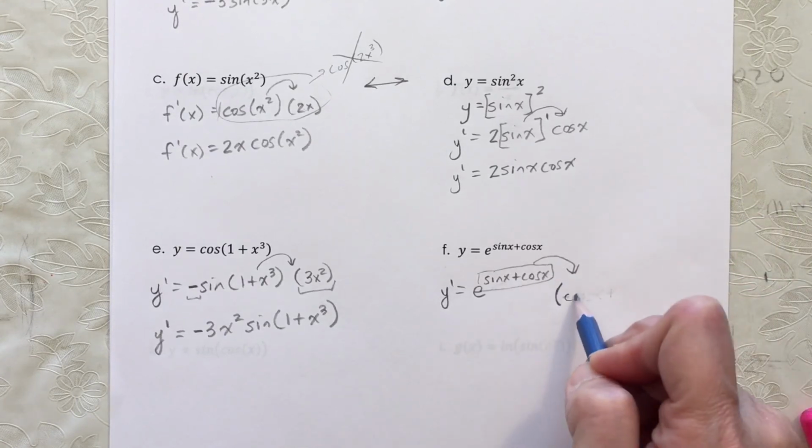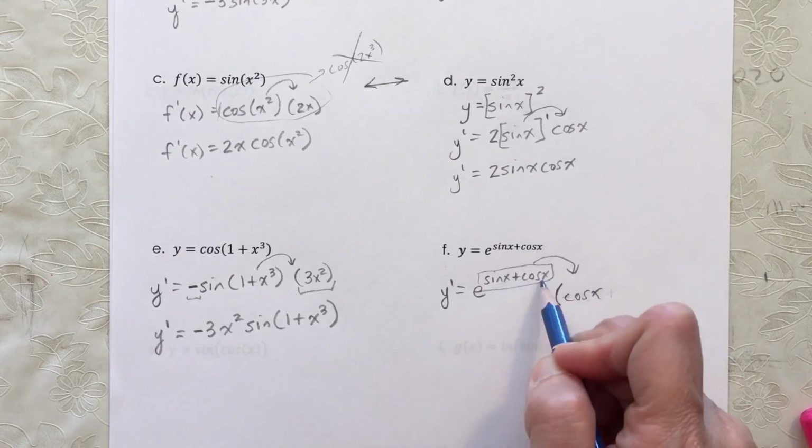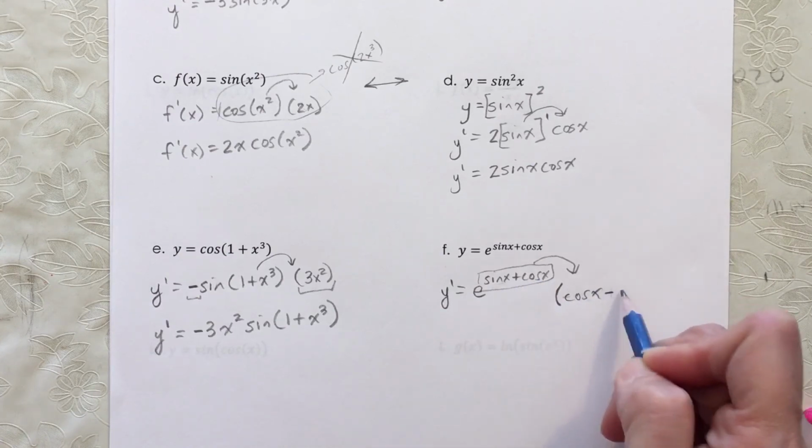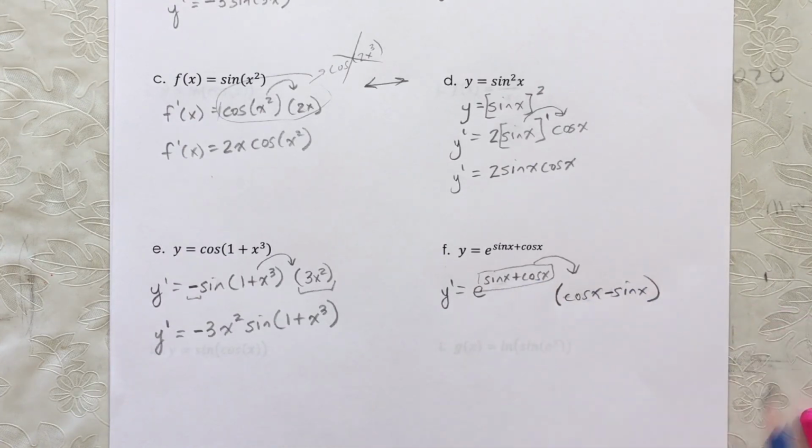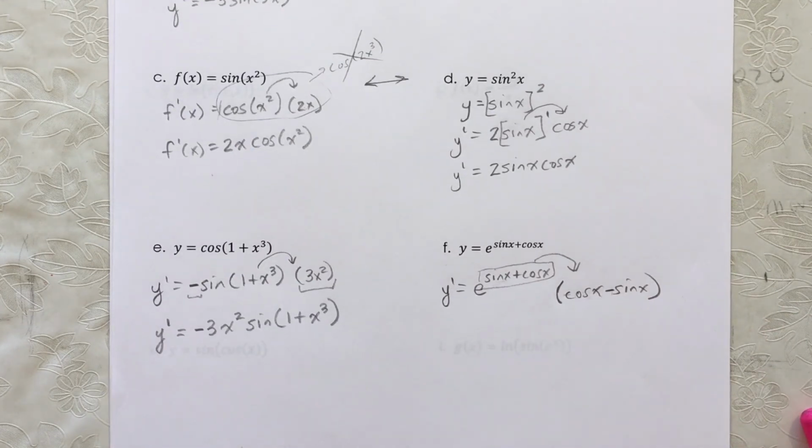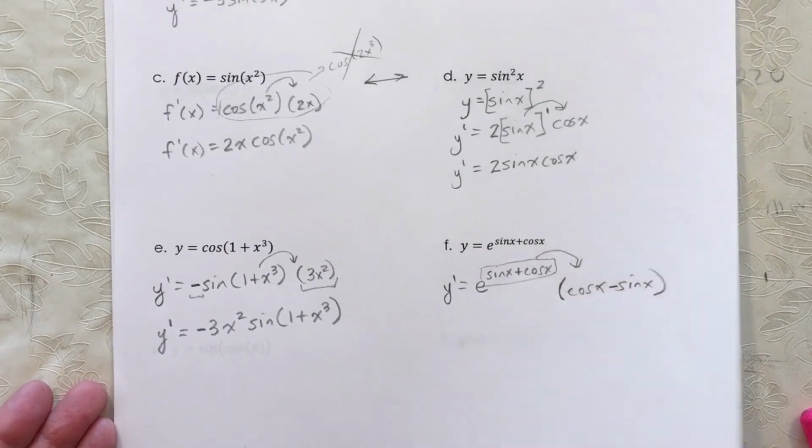Derivative of sine of x is cos of x, and the derivative of cos of x is negative sine of x. And that's probably how you would write it. It's simplified factored form, so you wouldn't need to do anything more than that.